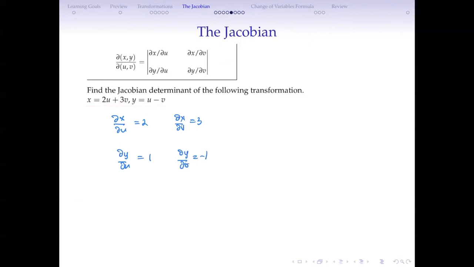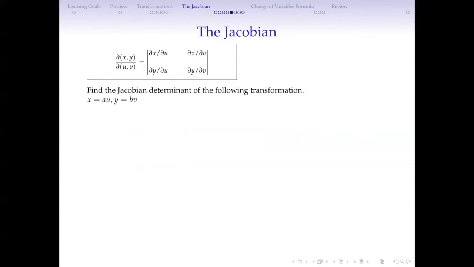So what's the Jacobian determinant? It's the determinant of a 2x2 matrix formed from these derivatives. What is that? That's -2 - 3, or -5. That's the Jacobian determinant of this transformation, which I said was an example of what's called a linear transformation.